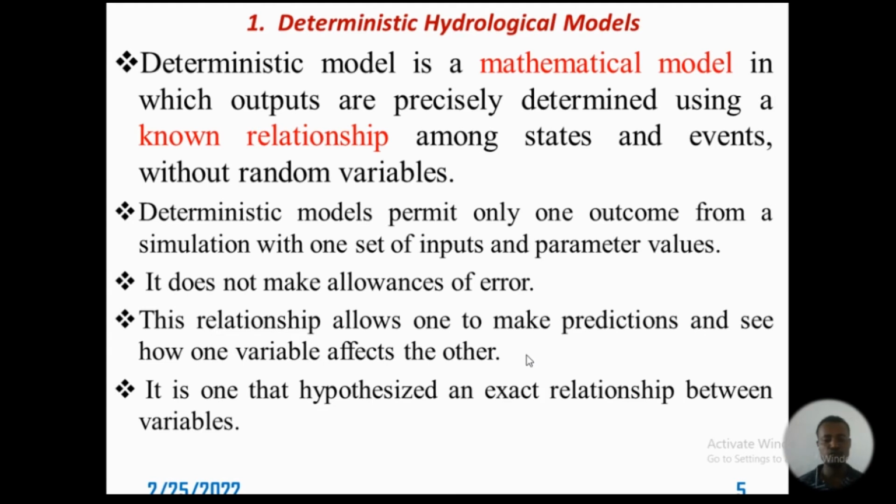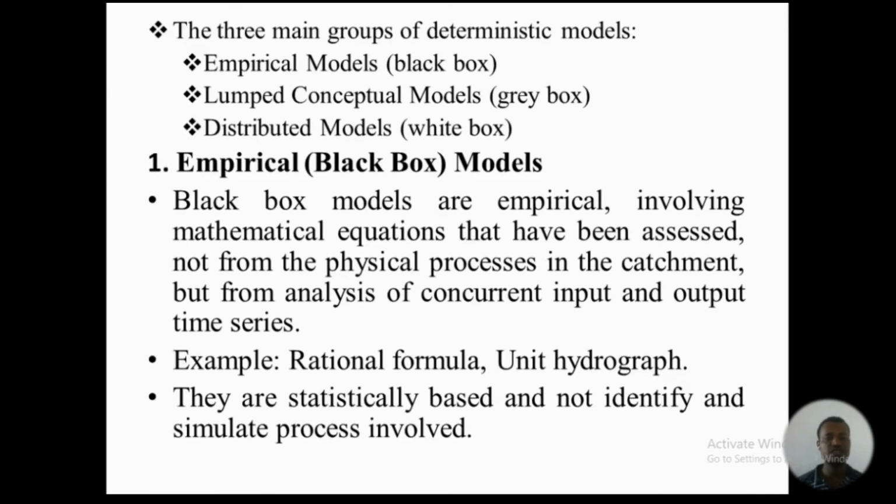This relationship allows one to make predictions and see how one variable affects the others. These models can show how one variable can affect the output or the prediction. It is one that hypothesizes an exact relationship between variables, maybe the relationship between rainfall and runoff. That relationship is exact. There are three main groups of deterministic models: empirical models or black box, lumped conceptual models or gray box, and distributed models or white box.